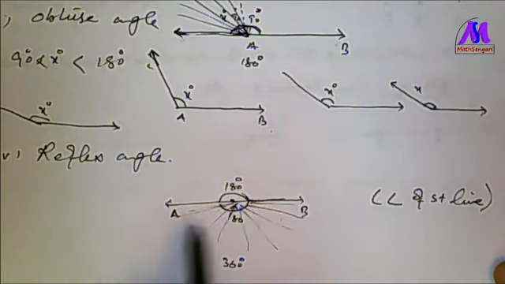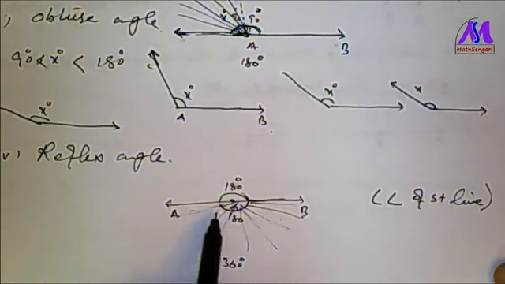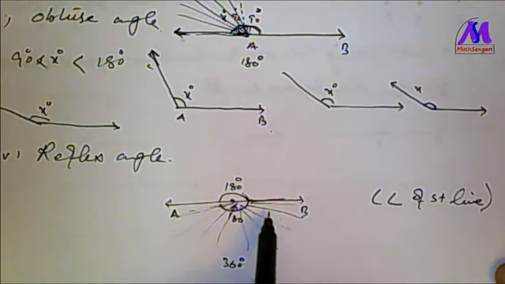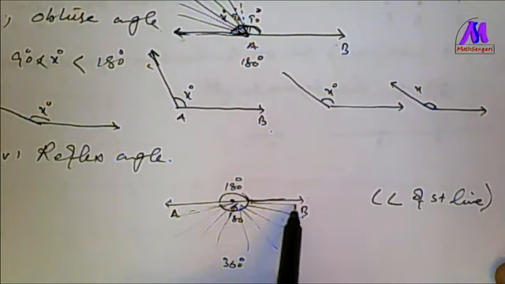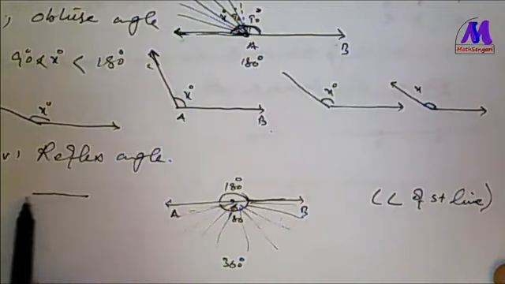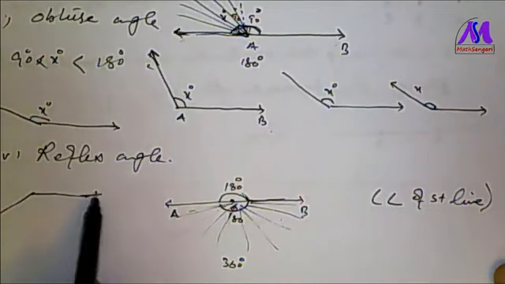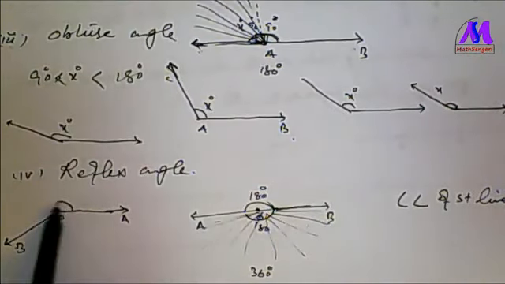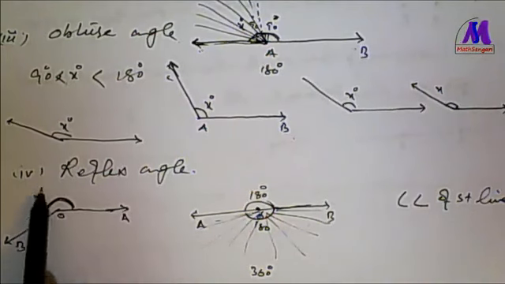But for the reflex angle, the definition is that it's greater than 180. Maybe it's 181, 182, up to 359. Such a type of angle is then called a reflex angle. It will be just like this one. For example, O, A, and another ray B. Then this angle is called the reflex angle.